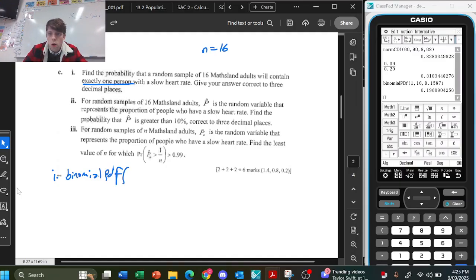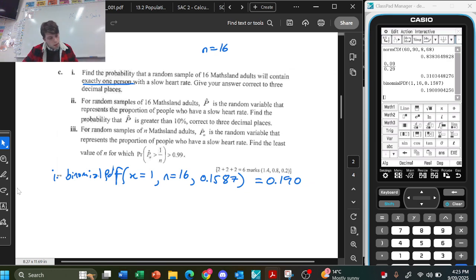So once again, that is binomial followed by x is equal to 1, the number that we're interested in in this case, that there is exactly one person. The total number of people in this trial is 16, so that's our n value. And then lastly, we have the probability of success, which was this number here, and we can see that that comes out at about 0.190, correct to 3 decimal places. Just double check that that is correct. Yep, awesome. Okay, moving forward.